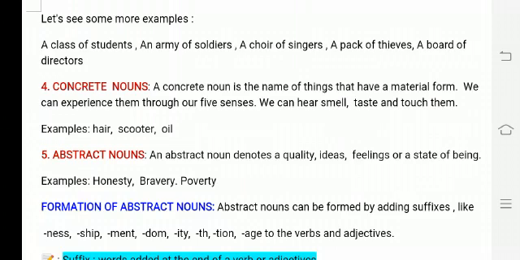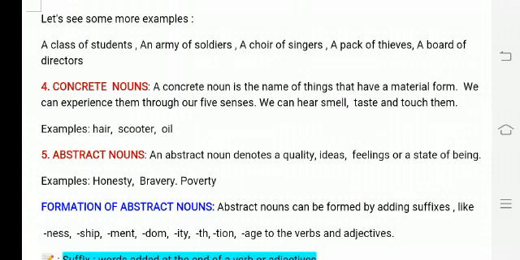I am very happy today. I am in the state of happiness. That will be an abstract noun. Honesty is a quality. He is a very honest person. It is formed from the word honest. Then poverty, it is a state of being. It has been formed from the word poor. Bravery is derived from the word brave.